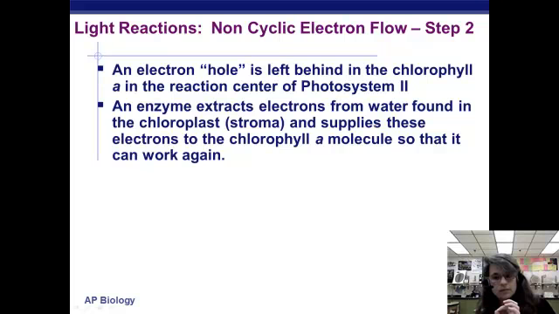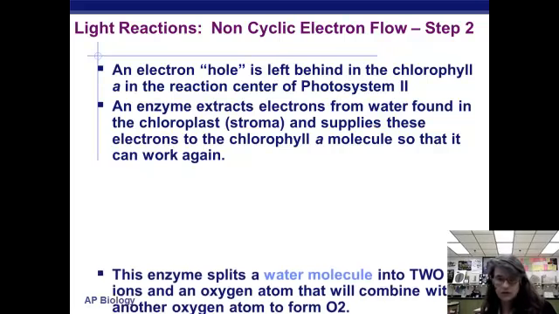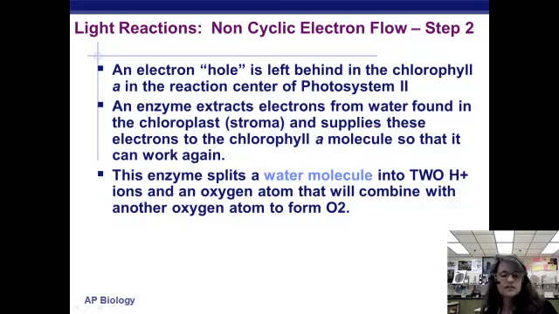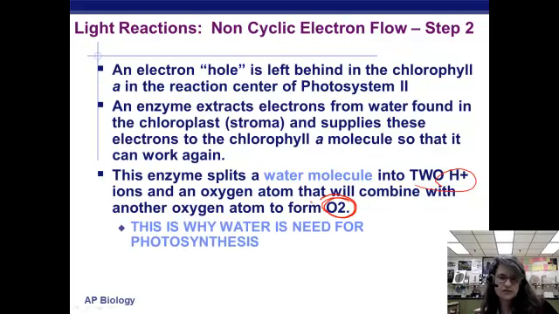In order to replace them, a molecule of water is going to be broken down by an enzyme. The water is in the stroma, the fluid that surrounds the thylakoids in the chloroplast, and the enzyme is going to extract electrons from the water molecule and donate them to the chlorophyll A. So the water molecule is essentially going to be split. The hydrogen ions will be used. We'll see what that is in a minute. And the oxygens that remain will combine together to form oxygen gas, which will be released as a waste product of photosynthesis.